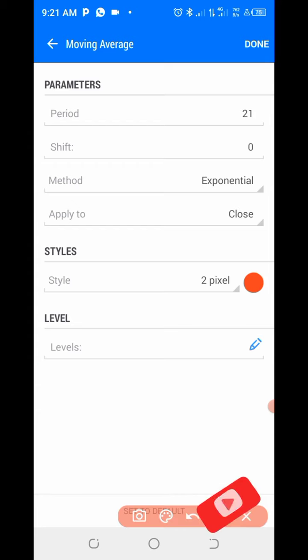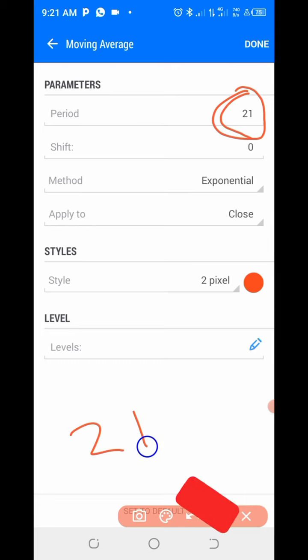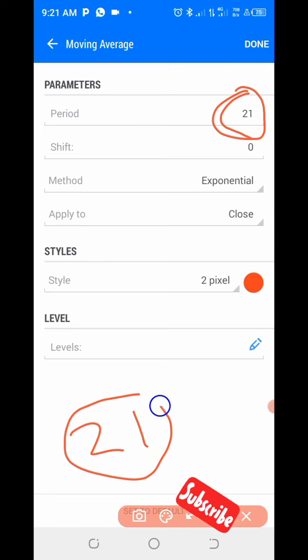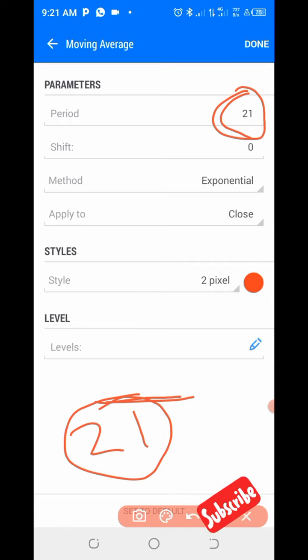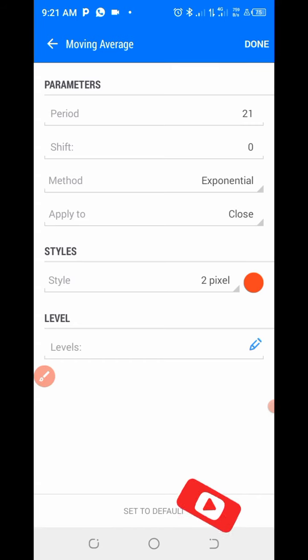Now, for those of you that are conversant with my channel, you always see that I use this, because EMA 21 is a trending indicator that I use to determine our trend. That's why I'm using the 21 moving average. Once you are done, you click on done.